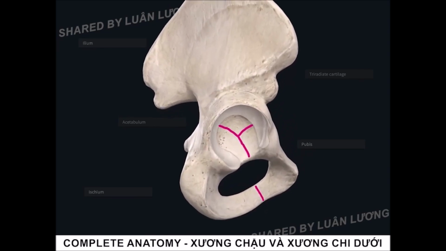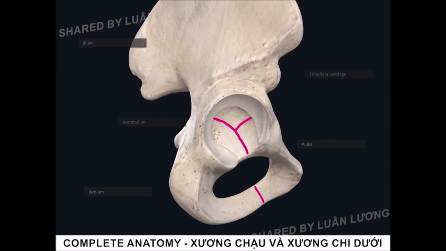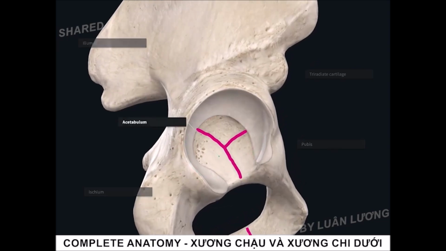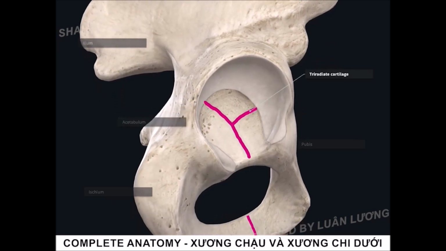The point of fusion where these three bones meet up is in the cup-like depression that receives the head of the femur, known as the acetabulum. The actual Y-shaped junction of where these bones meet up and fuse is known as the triradiate cartilage. So the three spokes are going to aim between the junction of where these bones meet up.